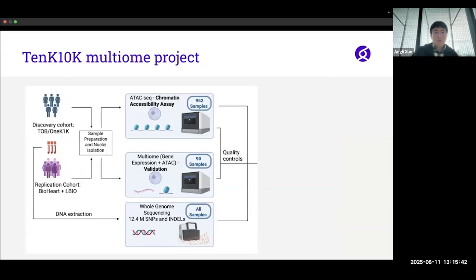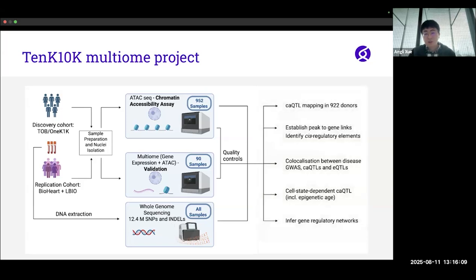In the TenK10K multiome project, we collect around 1,000 individuals and use ATAC-seq to process their chromatin accessibility data, and also multiome sequencing for a small number of samples as a validation. For all these 1,000 individuals, we process their whole genome sequence data and call their SNPs and indel variants. Indel stands for insertion and deletion variants. And then, after quality control, we run a series of analyses to address the questions I mentioned above.